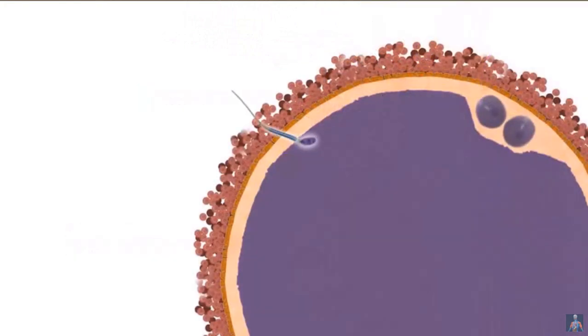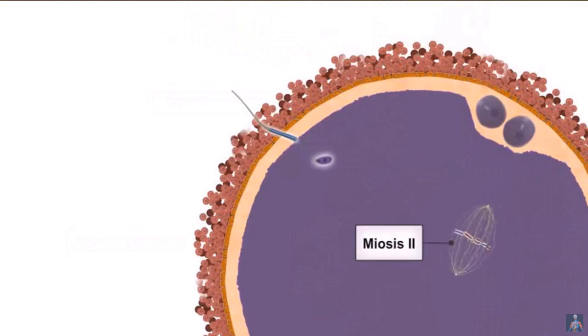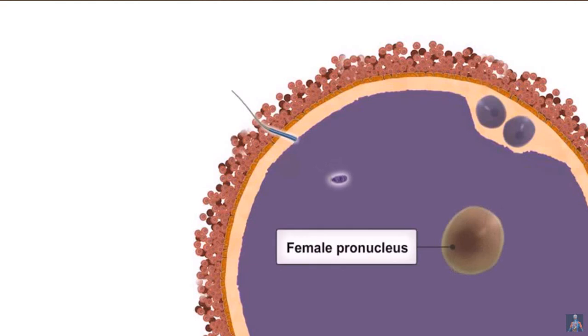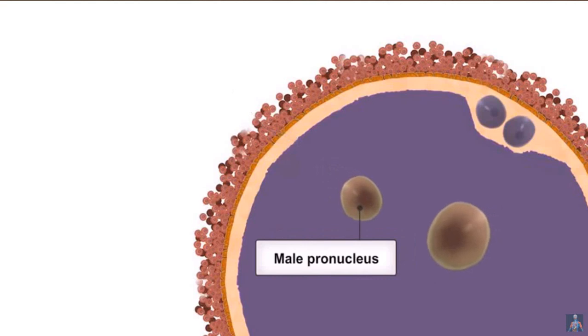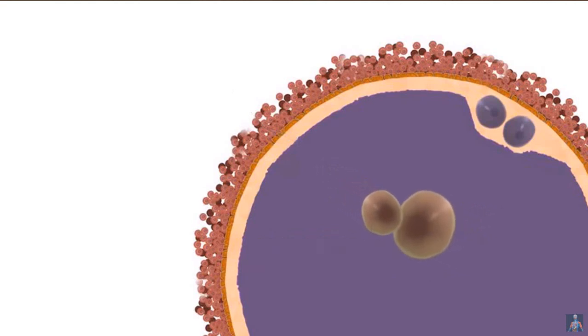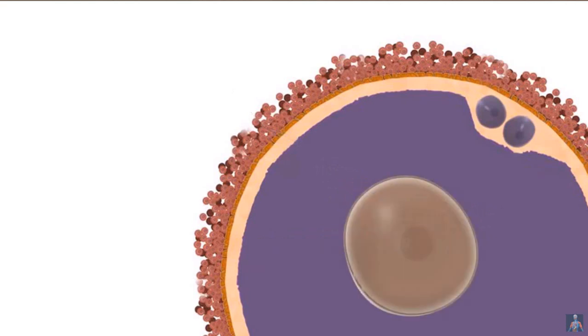Upon the spermatozoan entering, the oocyte undergoes meiosis II and further develops into the female pronucleus. During this time, the sperm develops into the male pronucleus, and the two pronuclei fuse to form a single diploid nucleus, or zygote.